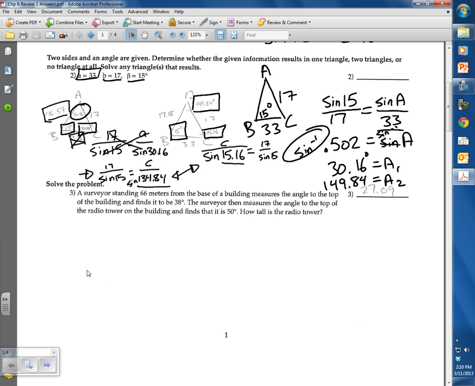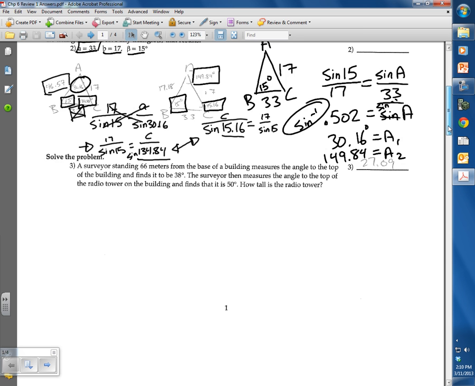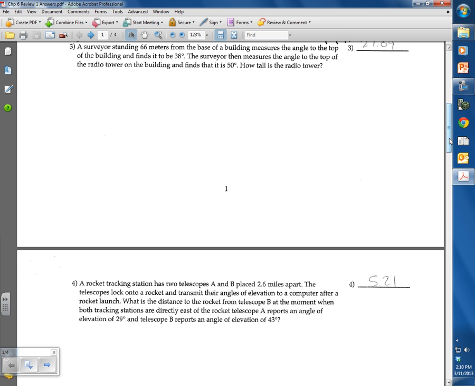All right, let's move down to problem 3, getting into the word problems. And I'm going to draw as I read so you can see the thought process I would go through as I'm setting this up. A surveyor standing 66 meters from the base of a building. Here's my surveyor. Here's 66 feet. There's my building.